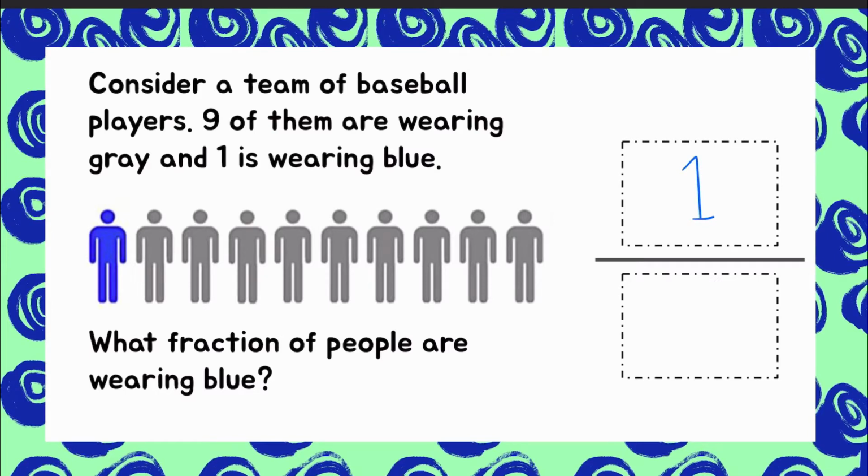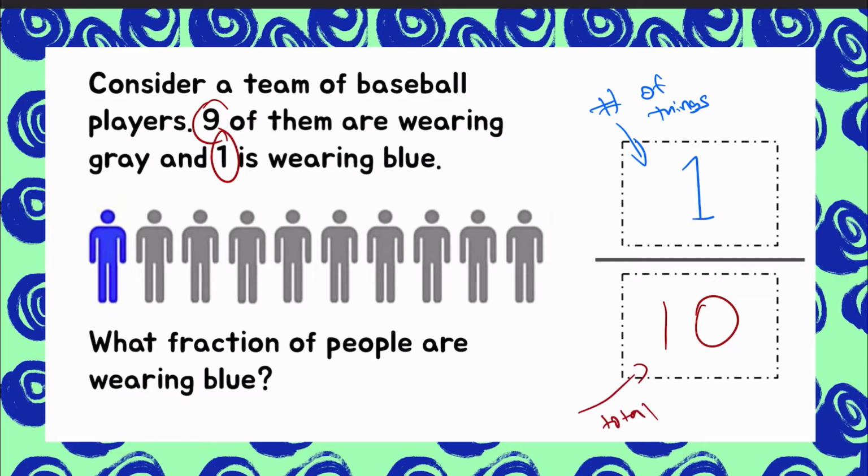Now you might think that that total is 9, but in actuality, if you were to add the 9 that are wearing gray and the 1 that's wearing blue, you would get 10 people in total. So that is how you would write this. You would put the number of things you're talking about on top and the total on the bottom.